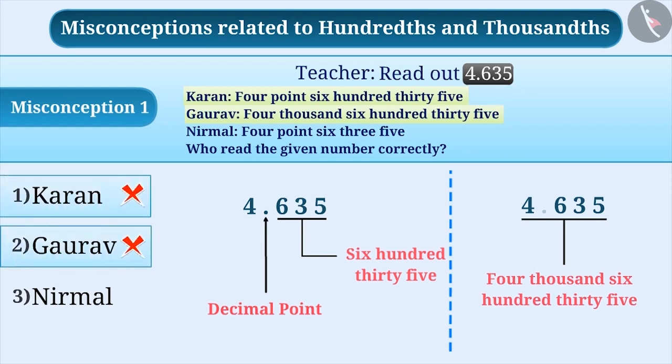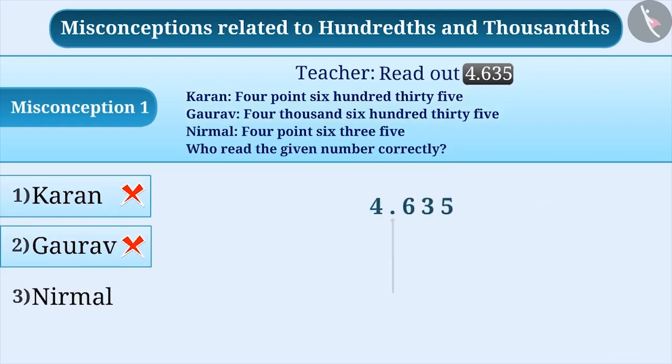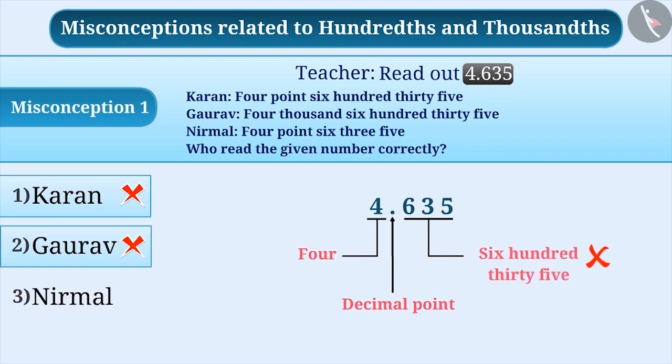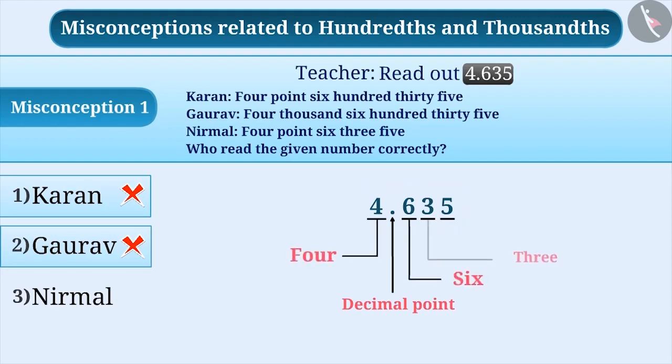The correct understanding is that the digits to the left of the decimal point are read as a whole number, but it is incorrect to read the digits on the right side of the decimal point as a whole. We only read the digits after the decimal point. Therefore, the given number is read as 4.635. Thus, Nirmal has read it correctly.